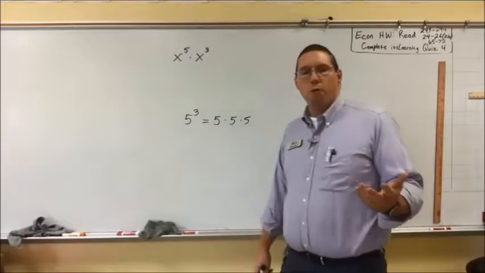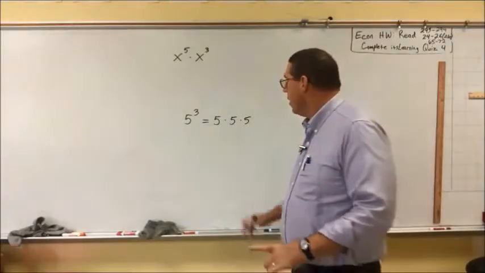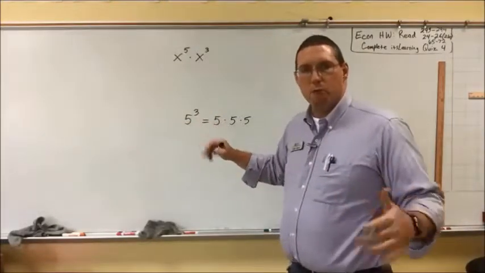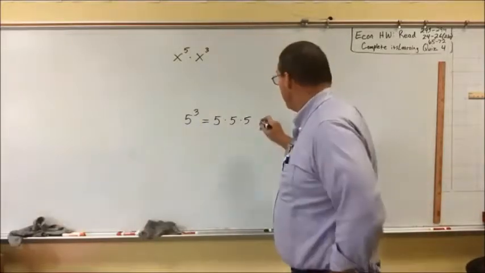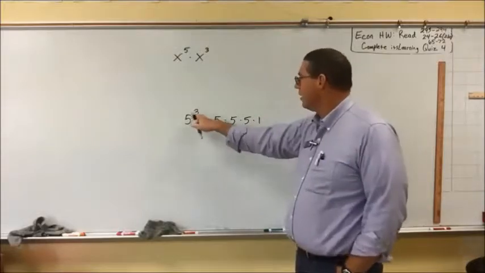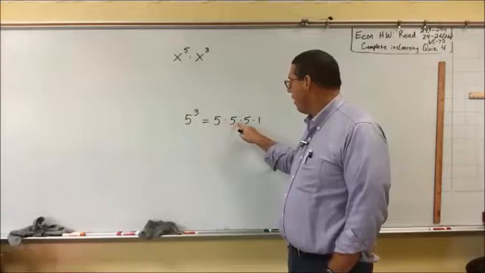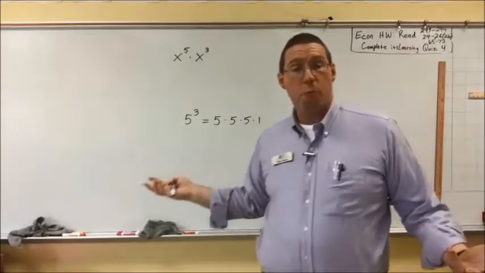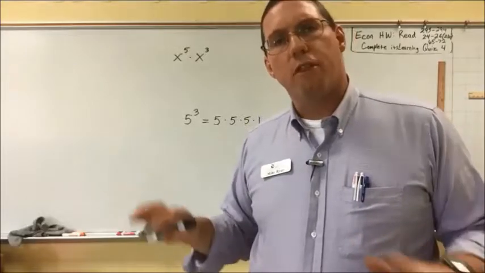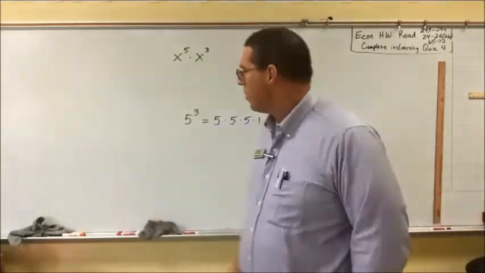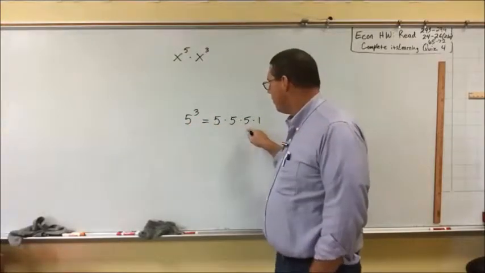Now, I do want to warn you that whenever you're doing this multiplication, technically there's one more thing happening here. Every time you multiply, every number is all the time being multiplied by 1. So technically, when you have 5 to the 3rd power, you have 5 times 5 times 5 times 1. When you multiply by 1, you get the same number. But that 1 is going to come up. It's going to be an important thing later in one of the rules, okay? So we know that there are 3 5s being multiplied.